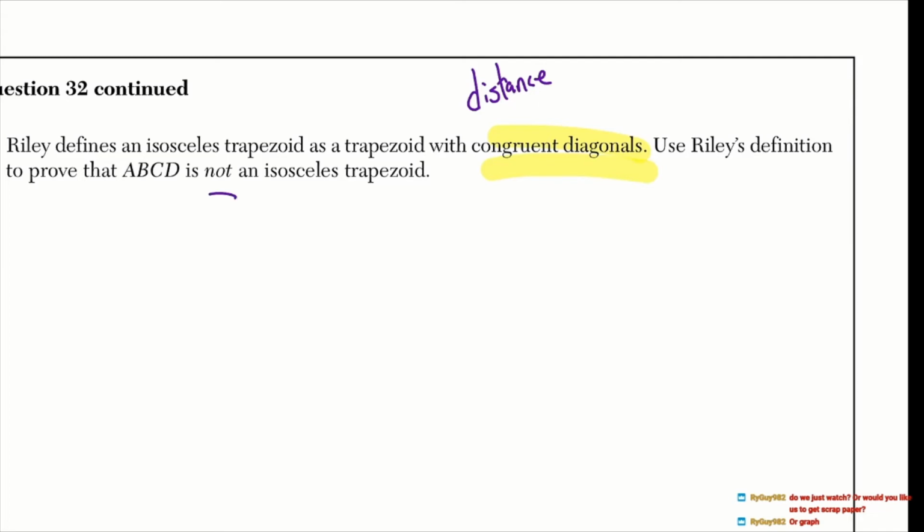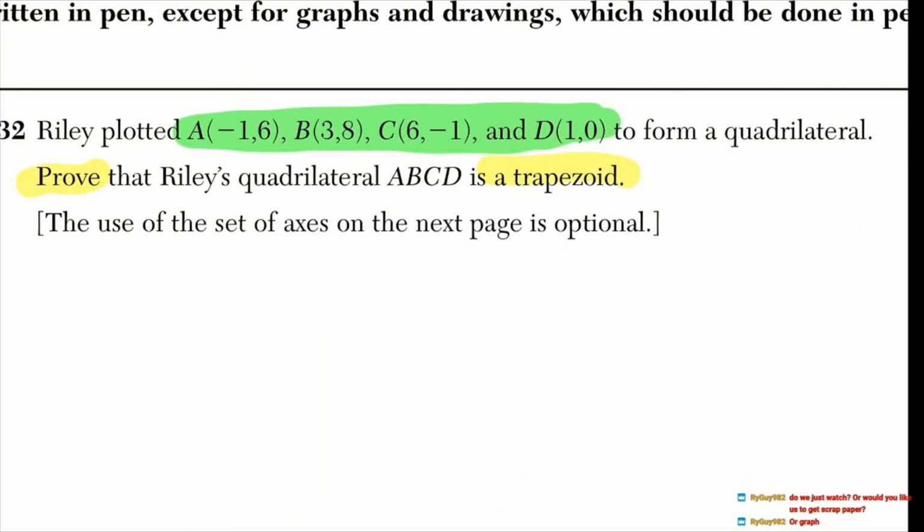So we have to make sure when we do distance, we get two different values. And I did mention last week that getting a proof where you have to prove that something is not something is relatively common. If I go back to the other page, it does say the use of the set of axes on the next page is optional. They say this for every single coordinate geometry proof. I'm going to tell you right now, don't treat this as optional. Even though it is, you can get full credit. It is far easier to visualize and have your expectations set on knowing what sides are parallel, what sides are not, what the diagonals look like, and then you can have all the letters out right there.